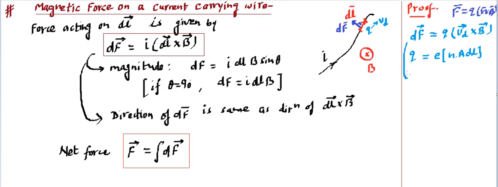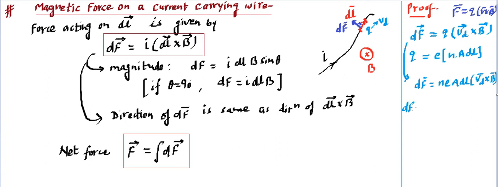So this differential force dF will be equal to n e A dl times the cross product of vd and B. Now you see this vd drift speed and this dl, because dl is a very small element, they are going to be in the same direction. Since they are in the same direction, we can give the direction to dl and we can take vd outside.